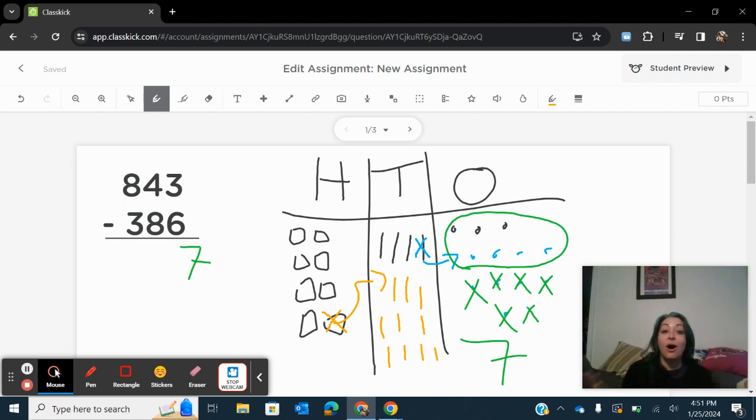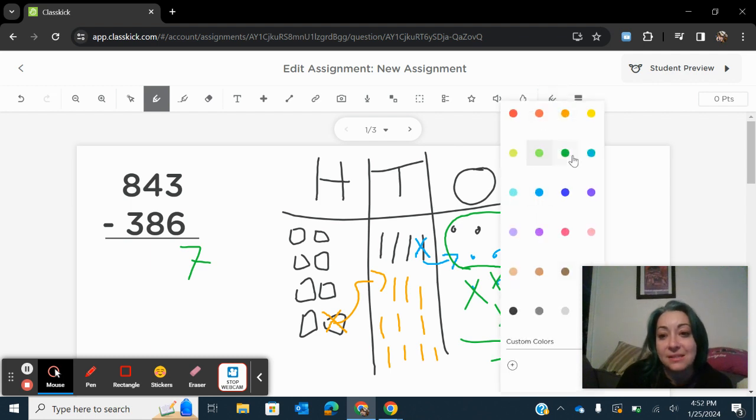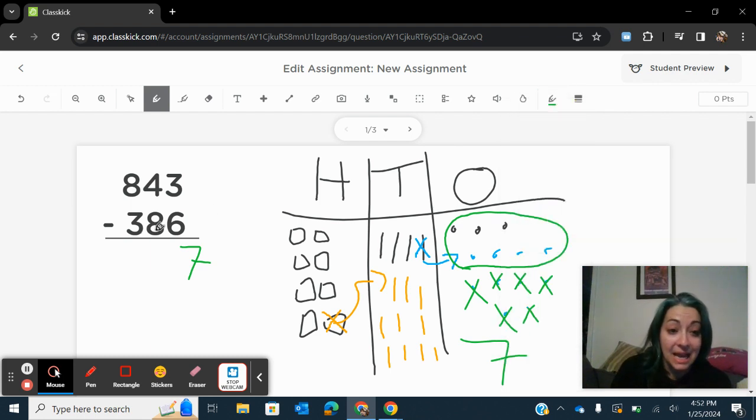Now we have all these tens, and yes, now we can subtract from those tens. We are going to take away 8 tens. Let's do it. 1, 2, 3, 4, 5, 6, 7, 8. Let's see how many we have left.